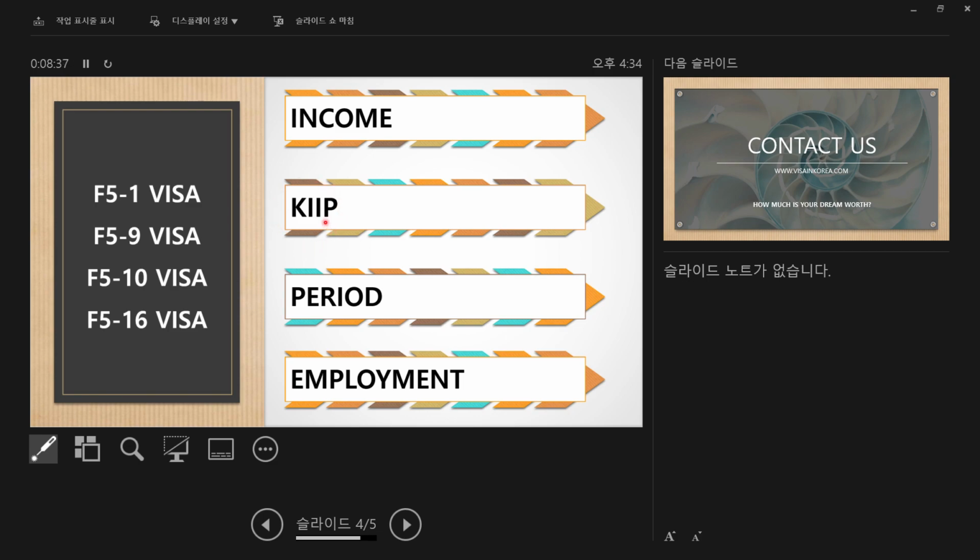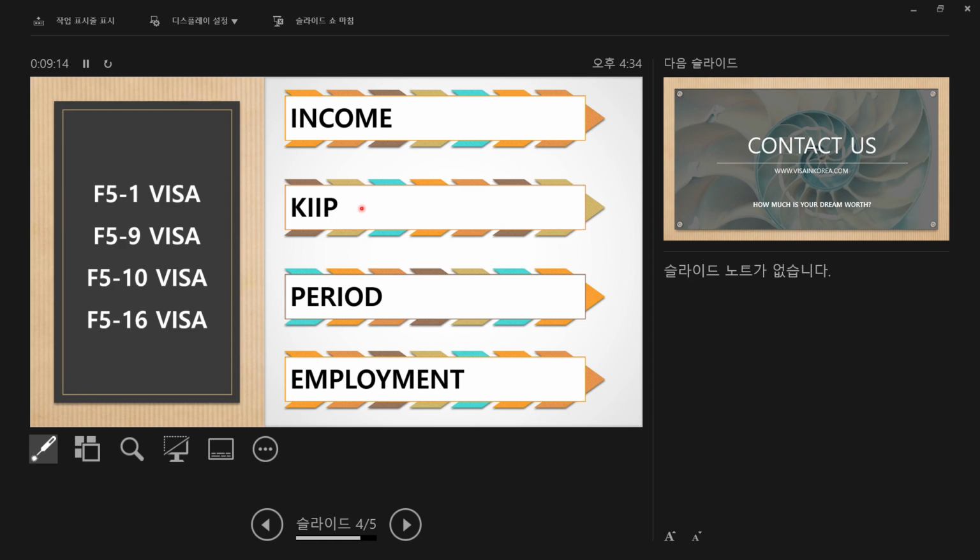So KIIP, the system has been changed a little bit from this September 1st. Before, if you wanted to get the KIIP Stage 5 completion without passing a score of 60, and you took the classes 3 times, you automatically completed your KIIP Stage 5. But from September 1st this year, there is no automatic completion, right?